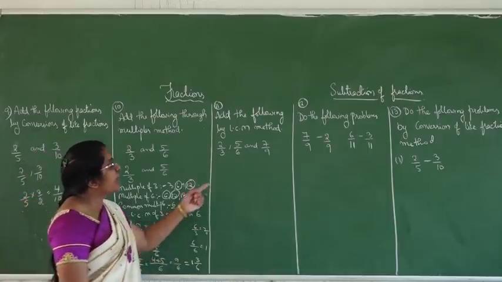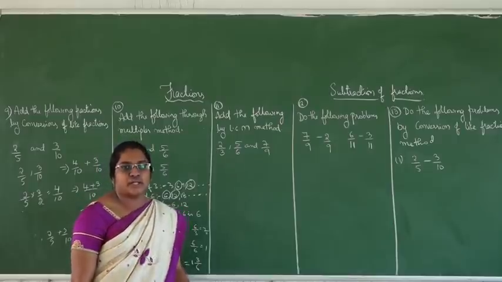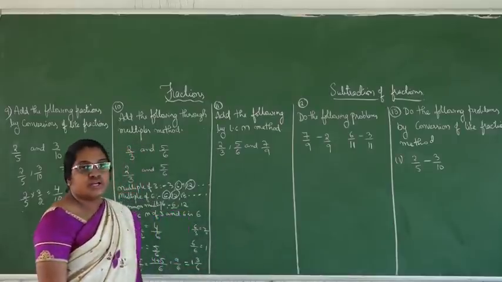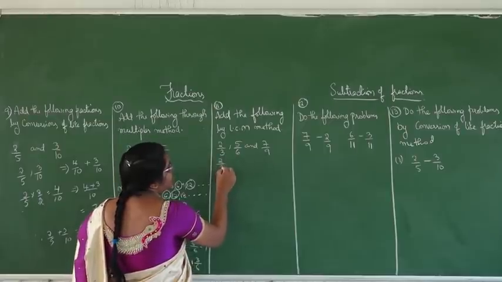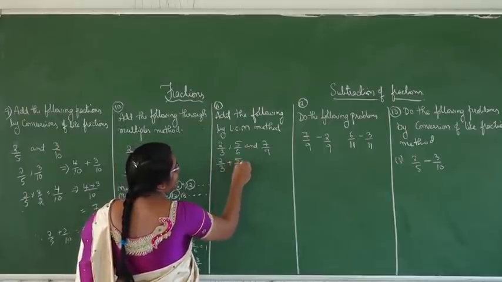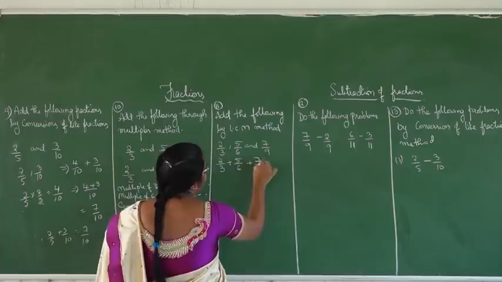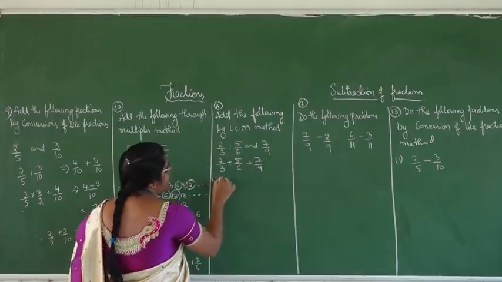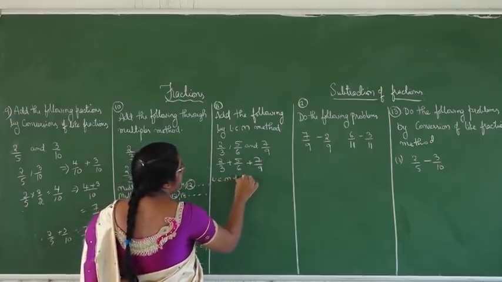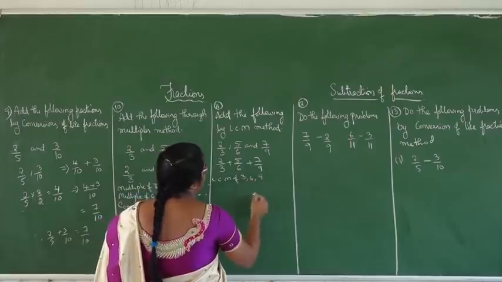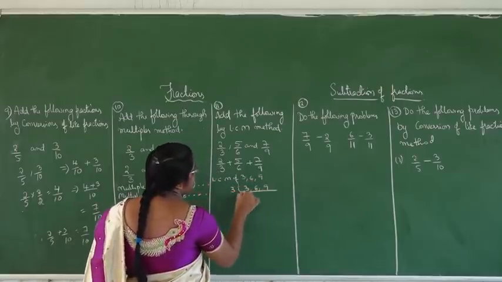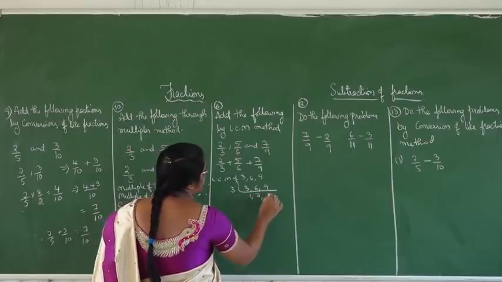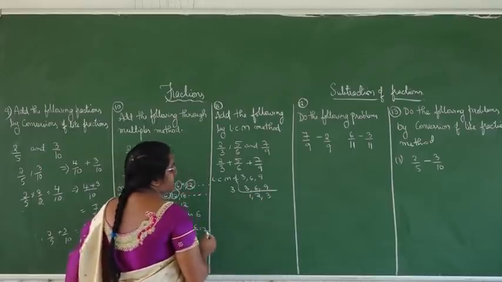Next problem. Add the following by the LCM method. Direct method means the division method. See, you have to add the fractions, that is 2 by 3 plus 5 by 6 plus 7 by 9. Now you have to find the LCM directly. The LCM of 3, 6, 9. 3 ones are 3, 3 twos are 6, 3 threes are 9.